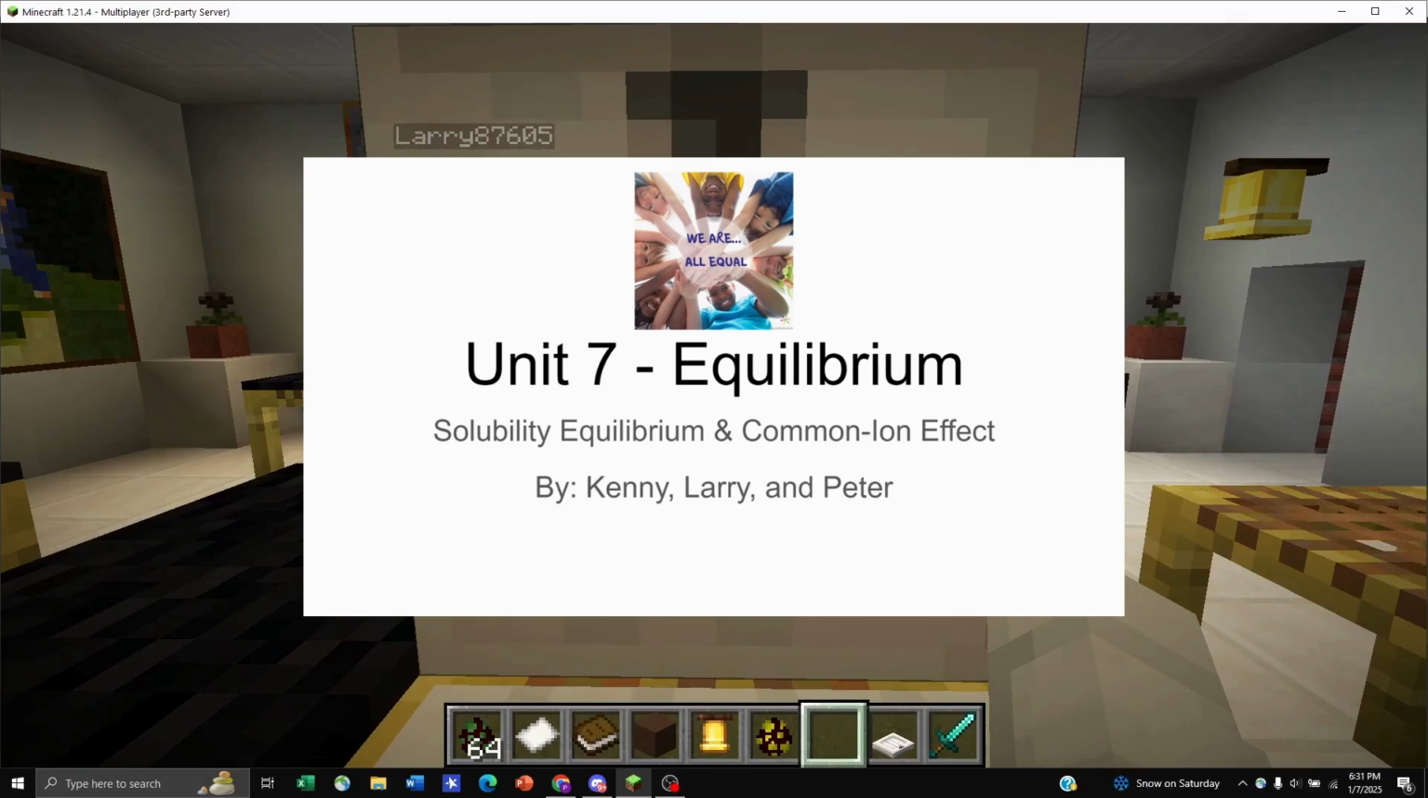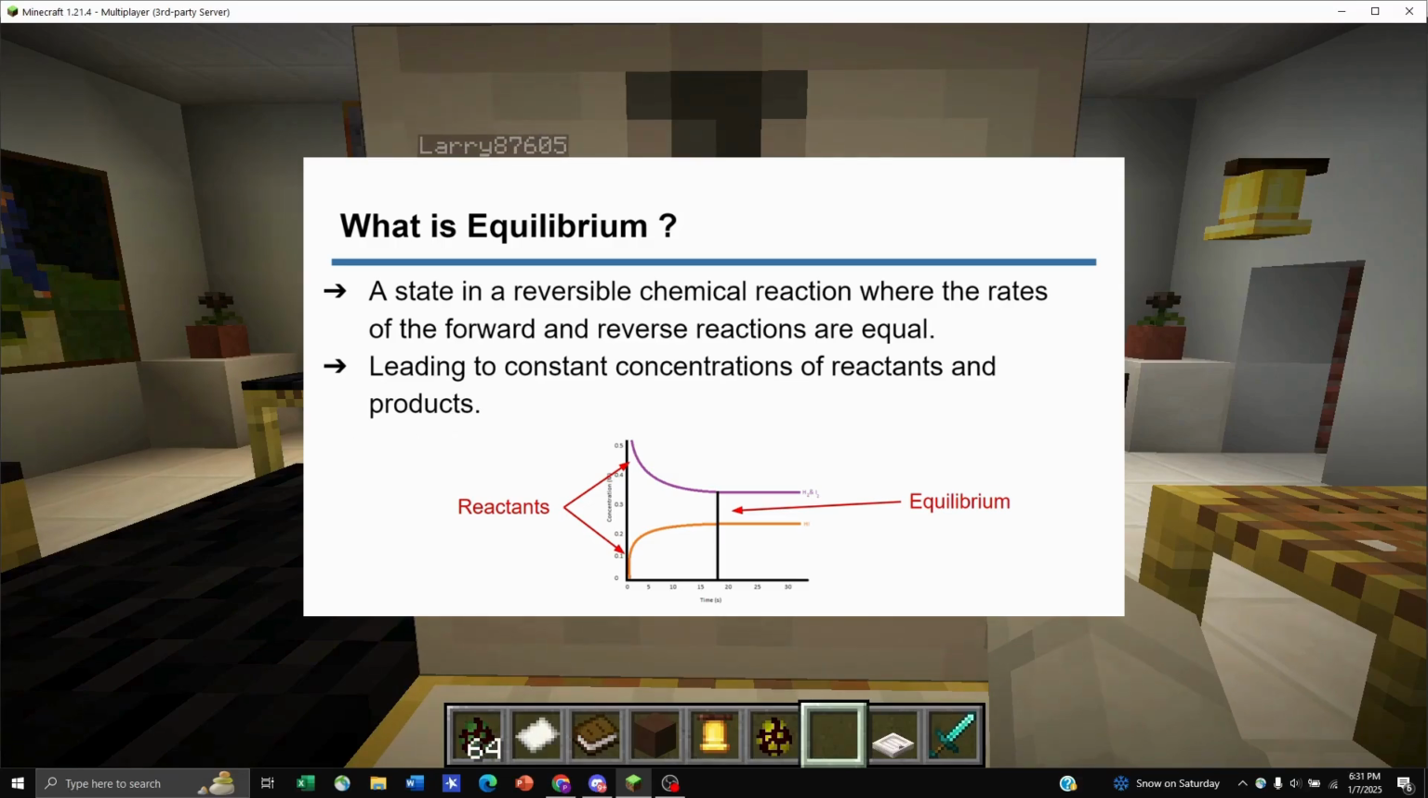Okay. So Unit 7 is about the solubility equilibrium and the common ion effect. So what is equilibrium? Equilibrium is a state in a reversible chemical reaction where the rates of the forward and reverse reactions are equal. This leads to constant concentrations of reactants and products. Now, it might look like nothing is happening on the surface, but the forward and reverse reaction rates are still happening, just at the same rate, and that's why you can't see a visible change.